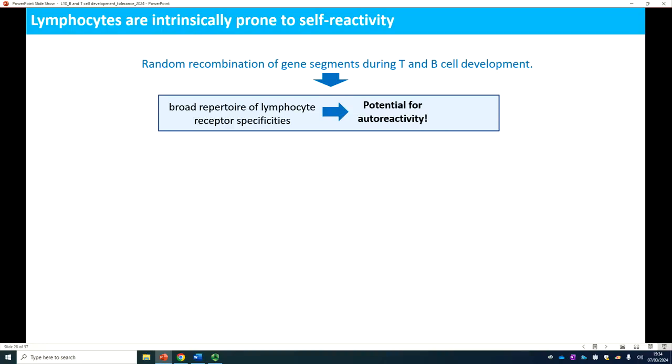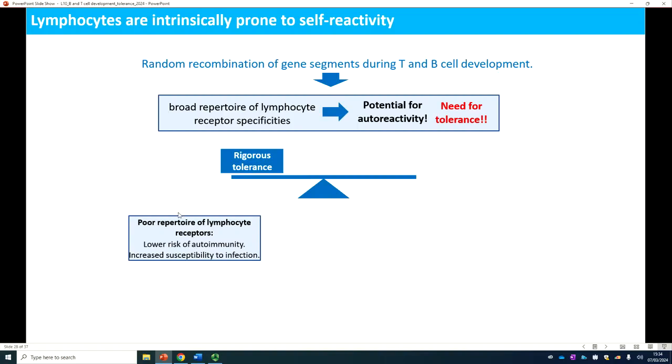So the more T cell receptors we're making, the more diversity we've got, the greater the potential that we're going to get some that are going to react with our own tissues, and that is autoreactivity. And that's a big problem, as I mentioned, because that can give us autoimmunity. So therefore, we need to have these tolerance mechanisms in place. And as I mentioned, it's a bit like a seesaw, a bit of a balance, because on one hand, we can have really rigorous tolerance. So that's great, but that gives us a rather slimmer repertoire of lymphocyte receptors.